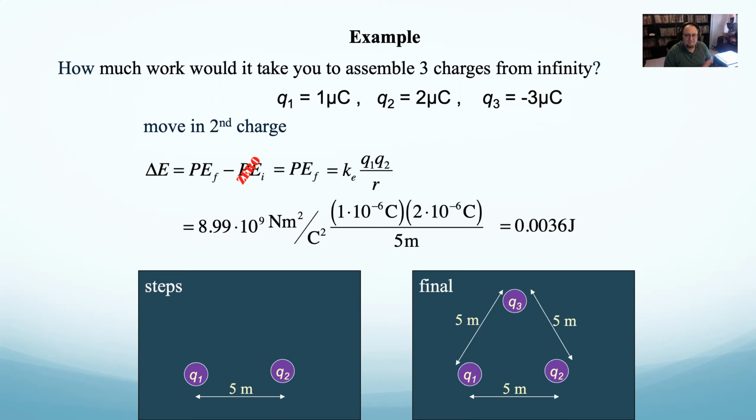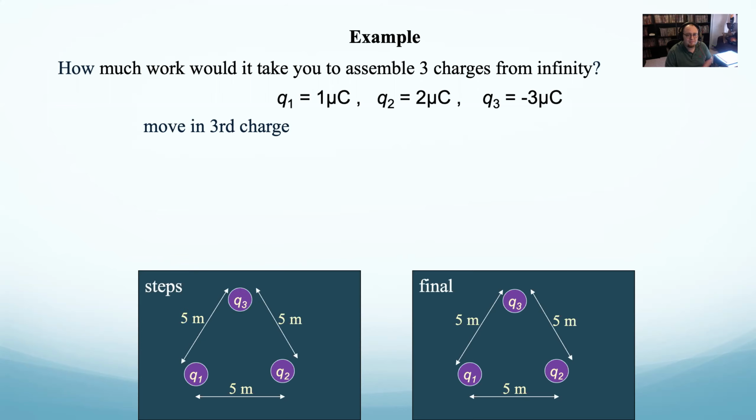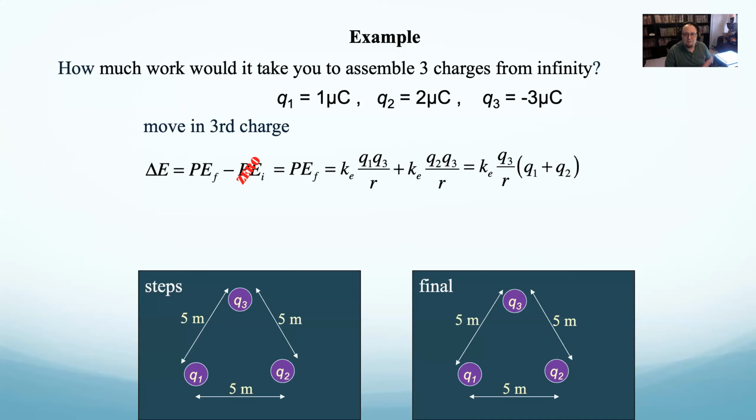So, okay, we got that guy though. But that only makes half the thing. Or 2/3 of the thing, I should say. Let's move in the third charge. When I move in the third charge, I'm still taking it away from infinity, so I still have no initial. And when I bring in this third charge, it's going to have potential energy from Q1, but it's also going to have potential energy from Q2. And so its total potential energy will be the potential energy from 1 plus the potential energy from 2. I kind of factored this out a little bit to make my math easier, because k e Q3 over r is the same for both.